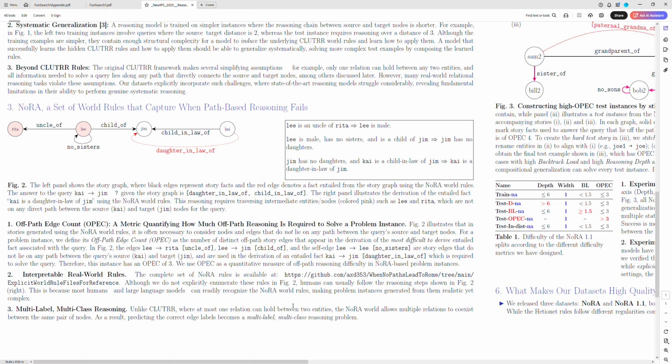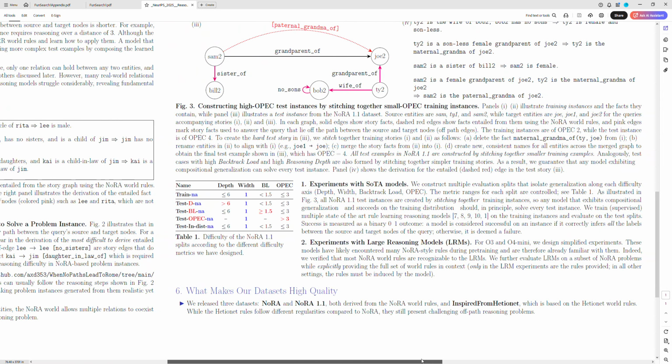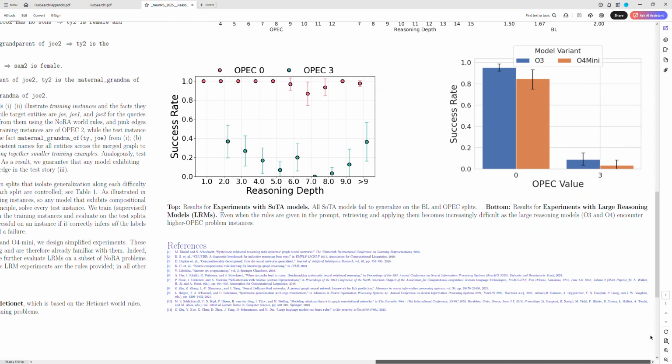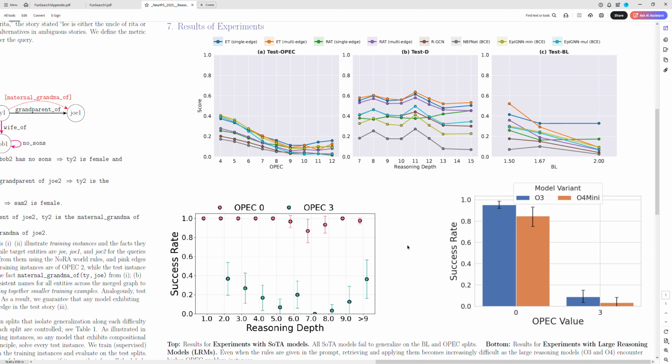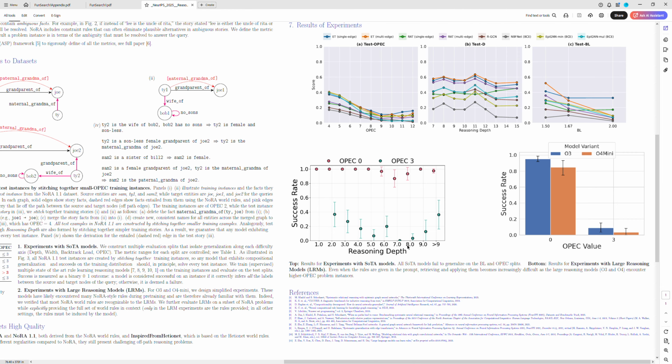And that's also something important, especially if you want to adapt large language models and induce some reasoning capabilities in them. So I'll show you some experimental results that we did with Nora.